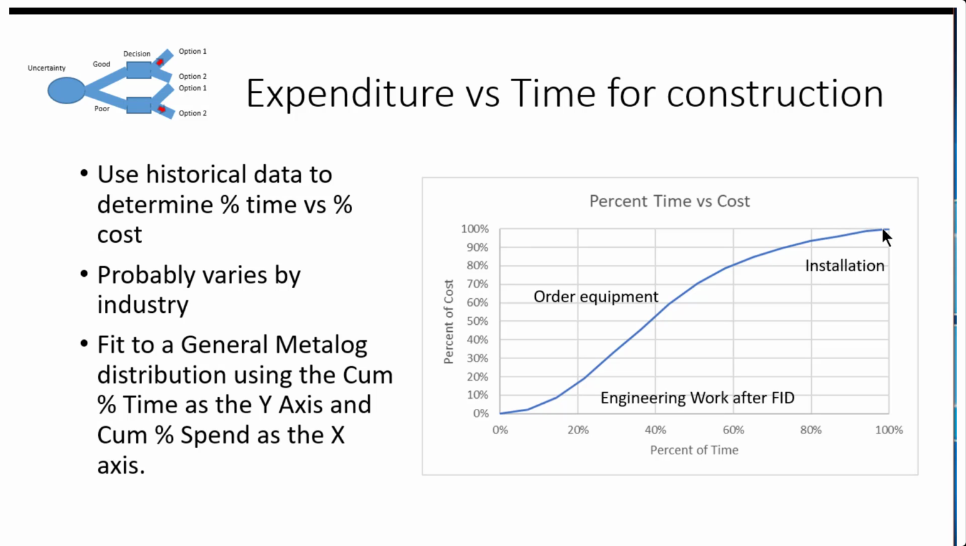And it depends upon your particular industry and the type of project you're doing. But typically we found in the oil industry that the distribution was about the same if you look at percent of time versus percent of cost. So once you've got one of these based on some historical data, you can probably use it for all your projects. Then we're going to fit it to a generalized Metalog distribution using the cumulative time percent on the y-axis and the cumulative percent spend on the x-axis.